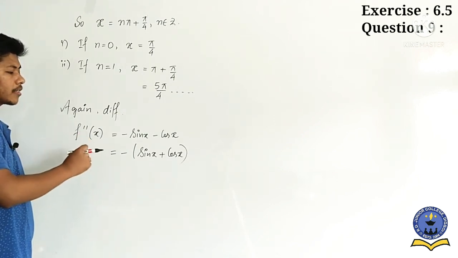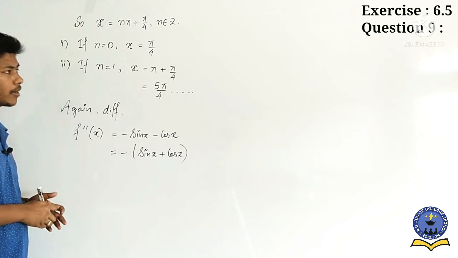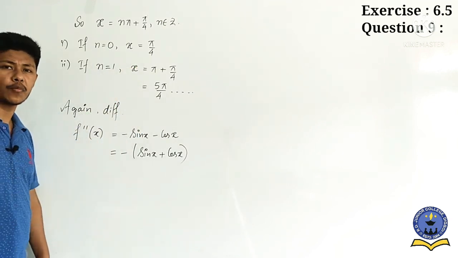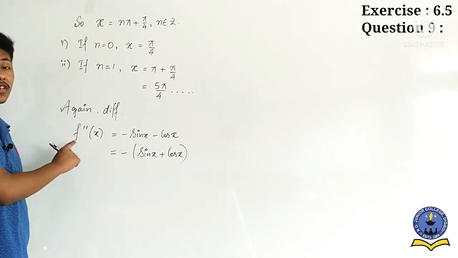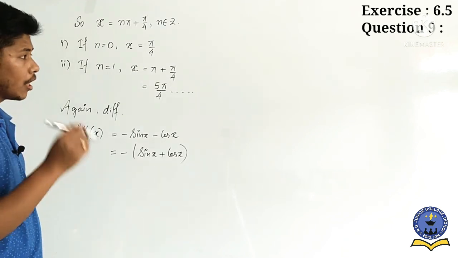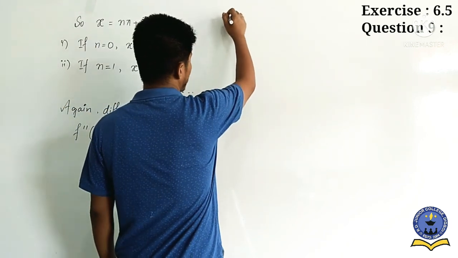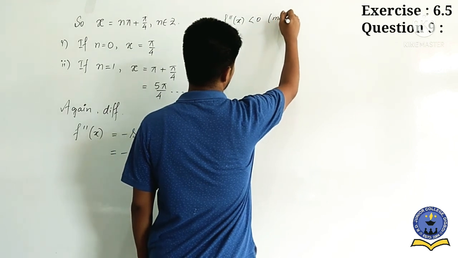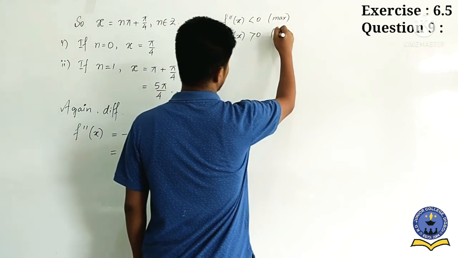Now in this place, we have to put the critical points. Before we put them, see that the critical points are pi by 4, 5 pi by 4, and many more. In place of x, remember that in this question we need the maximum value. So what is the condition for the maximum value? If f double dash of x is less than 0, then we get a maximum, and if f double dash of x is greater than 0, then we get a minimum value.